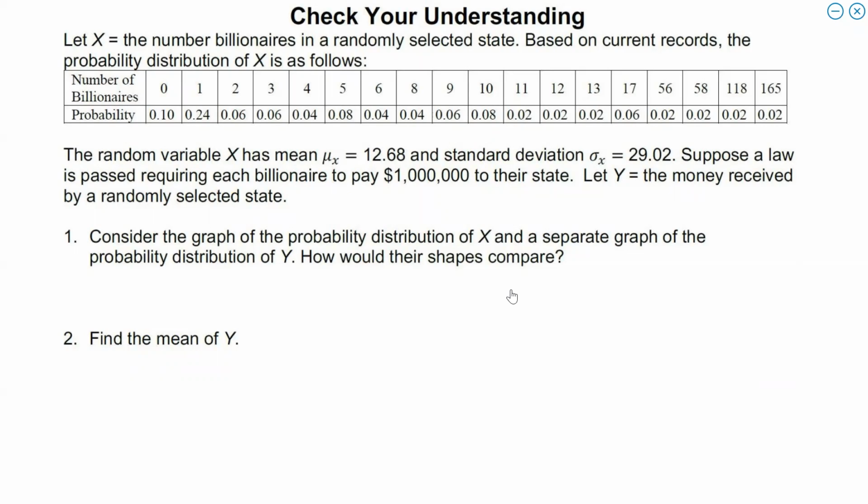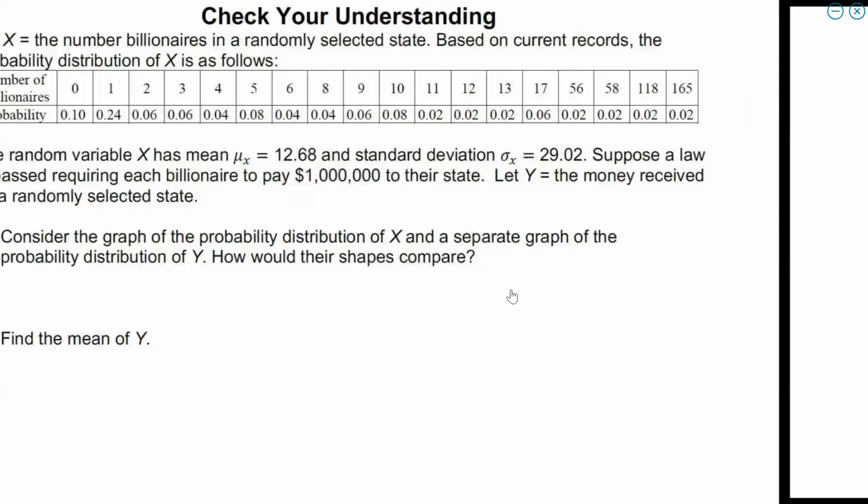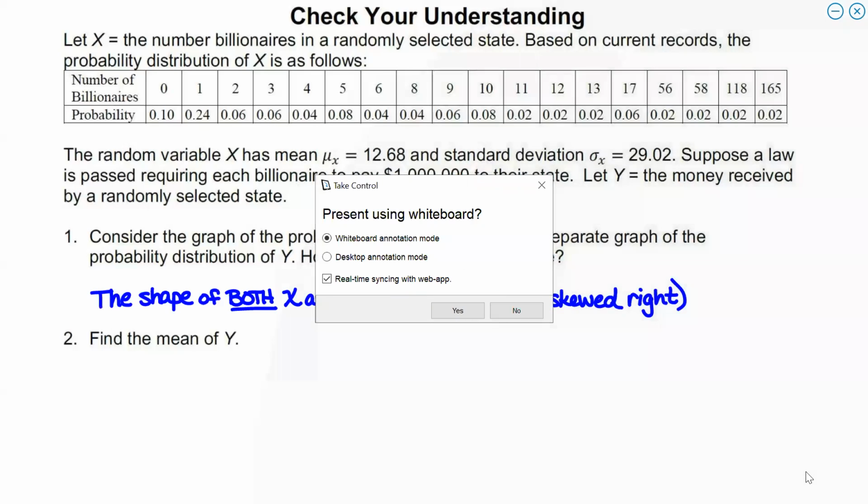Like, let's just look at X. Look at these probabilities here. Does this look like it would be pretty symmetric, or does it look like it would be skewed? Skewed. Where would the tail fall? Is the tail more on the low side or more on the high side? No, it looks like this is where most of the data is, right? So where's our tail? Tail would be off to the right. So we would say that this is skewed to the right. Both X and Y would be skewed to the right.